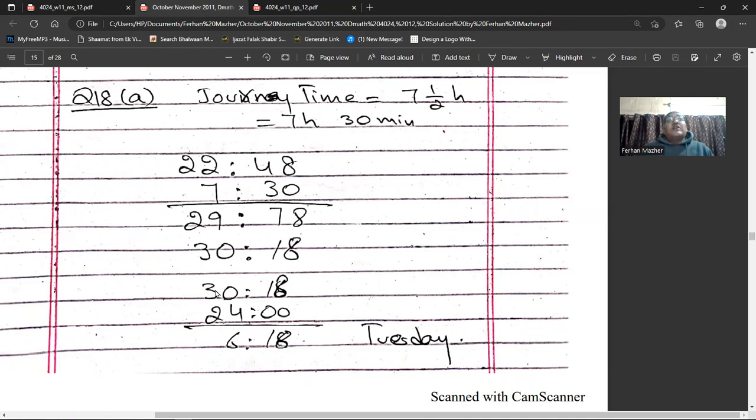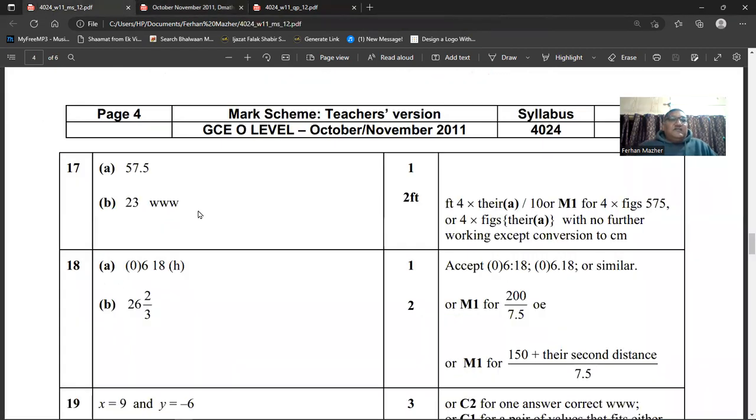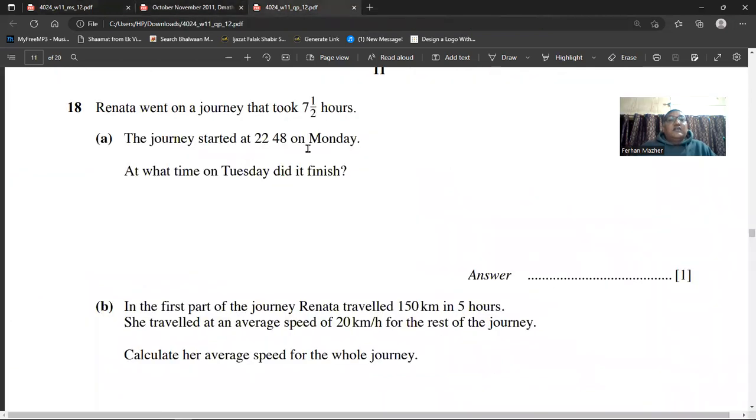And from 30 hours 18 minutes, because you have gone into the next day, which is Tuesday, from there subtract 24. So you will get 6:18 on Tuesday. 6:18. So our answer is right, sir.